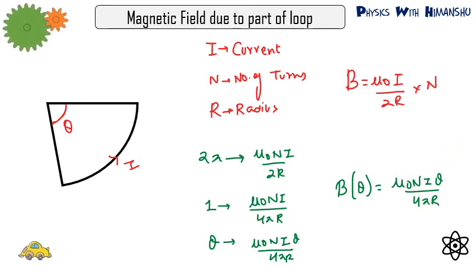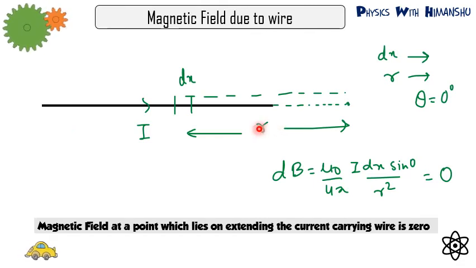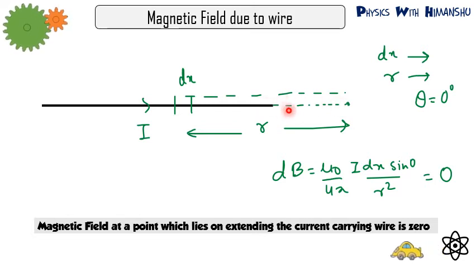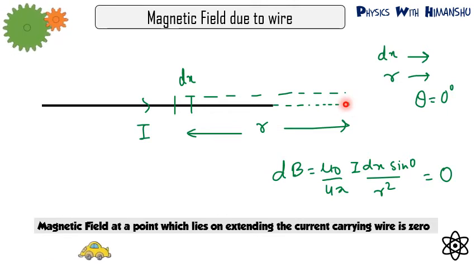Okay, now we'll take one numerical. Before the numerical, remember this thing. Suppose we have a wire carrying current I. So at any point which is there on the line which is being formed by extending the current carrying wire. So I have extended the current carrying wire and this point is lying on this current carrying wire. So remember, the magnetic field at a point which lies on extending the current carrying wire is 0. So at this point the magnetic field will be 0 because this point lies on the line which is being formed by extending the current carrying wire.